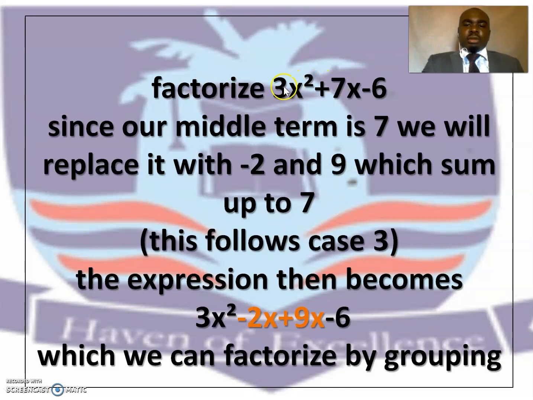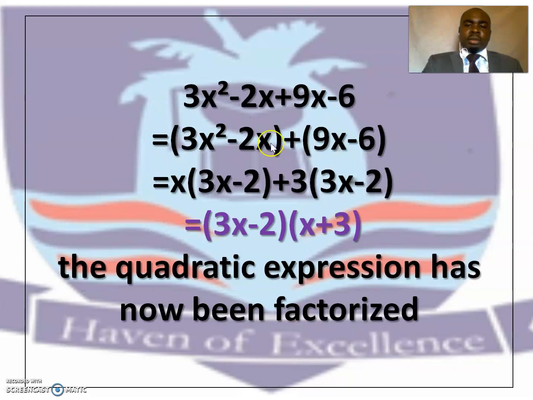So coming back to the question, 3x squared plus 7x minus 6. The middle term 7x will be replaced with minus 2x and 9x. So we are going to have 3x squared minus 2x plus 9x minus 6. This is what we are now going to factorize by grouping. So applying factorization by grouping, we have 3x squared and minus 2x grouped into this bracket, and here we have 9x minus 6 into this bracket.